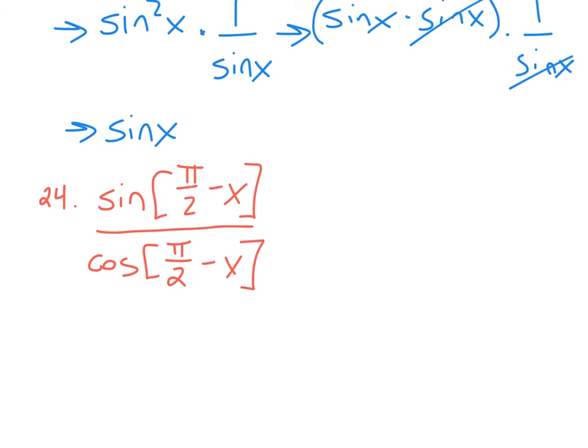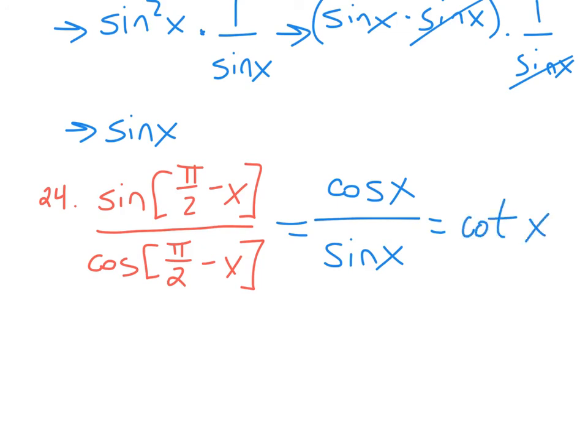So then sine of pi over 2 minus x would be the same as cosine of x, and cosine of pi over 2 minus x would be the same as sine of x. And that is one of our quotient identities, so that would be cotangent of x. And that would be C. So give these a shot, and please ask some questions.